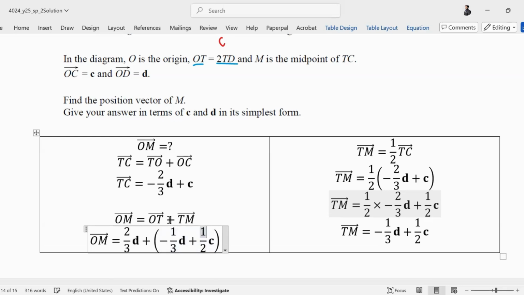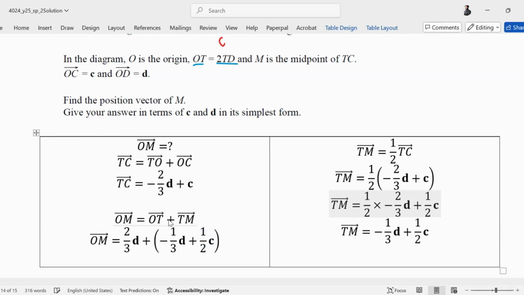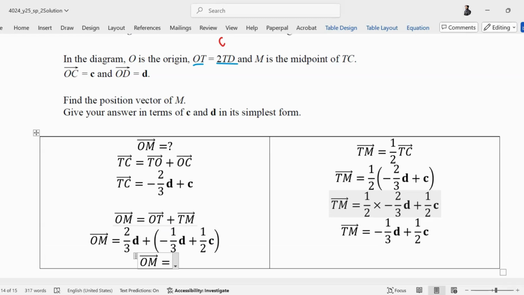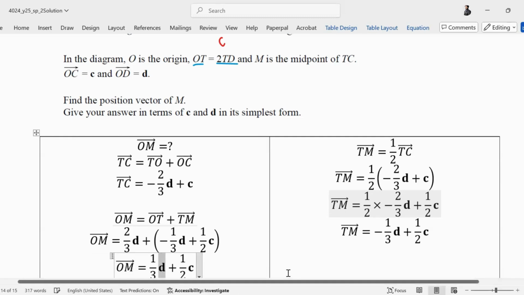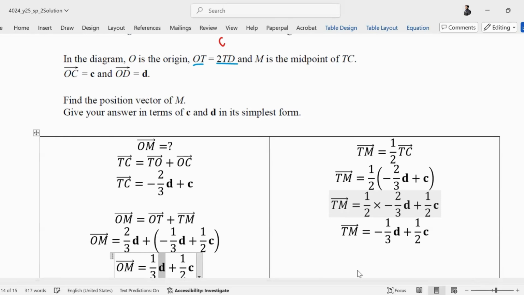Now we can simplify this because the question says so. So it is 2/3 D minus 1/3 D, which leaves me with 1/3 D plus half C. So this is the vector OM that the question was asking for. Again, there were other ways of attempting the same question as well. I have opted for this one. You could have also gone from CM and then OC plus CM and still got to the same answer as well. Okay, moving on to the last question.